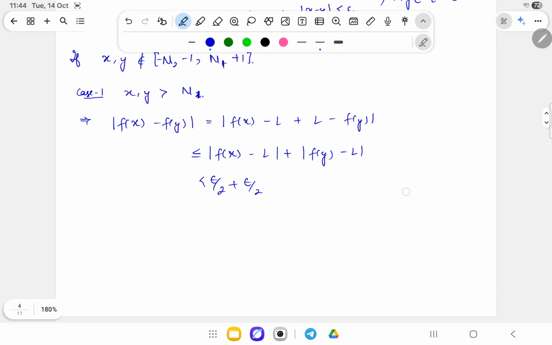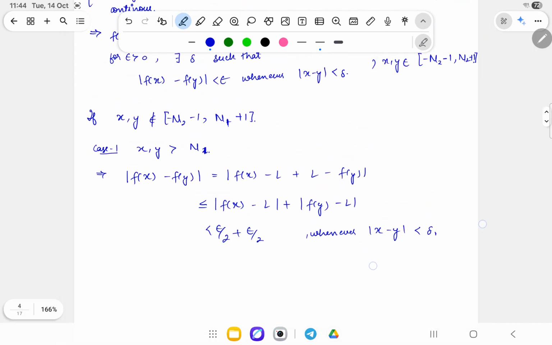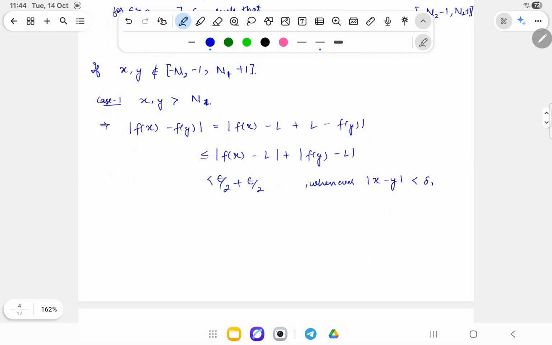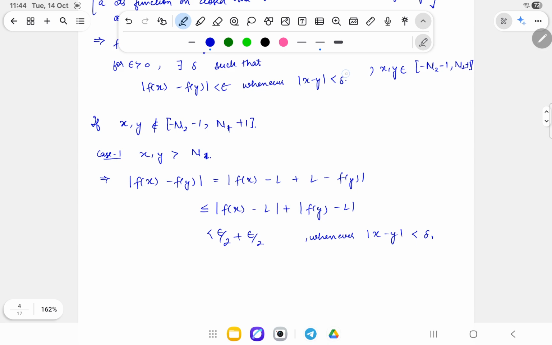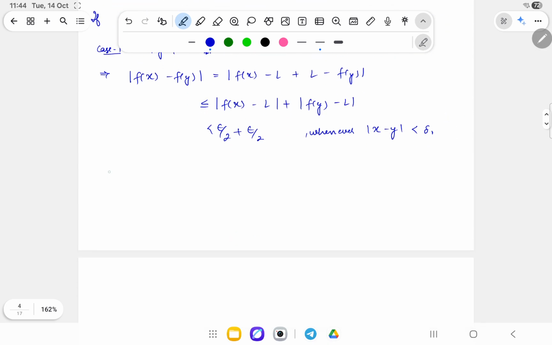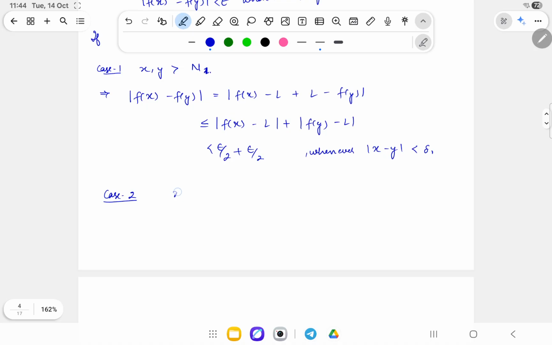So from here I got that there exists a delta such that |f(x) - f(y)| is less than epsilon whenever |x - y| is less than, let's say, delta 1 in this case. Now we need to choose, and here let's say it is delta only. Now there exists another case, that is case 2. So case 2 says that when both of my x and y are less than minus n2.